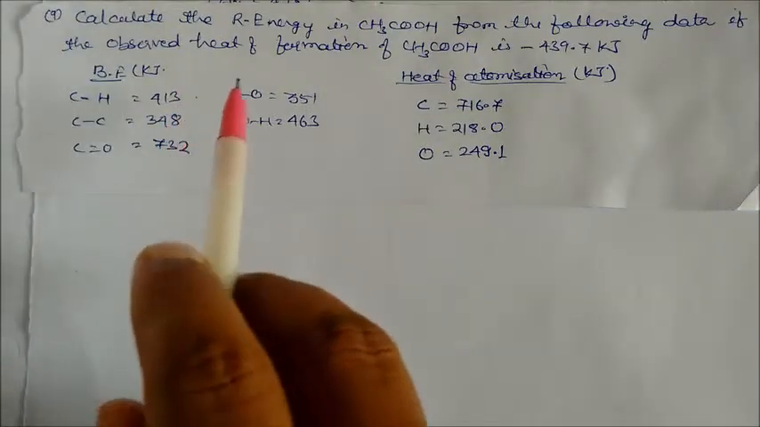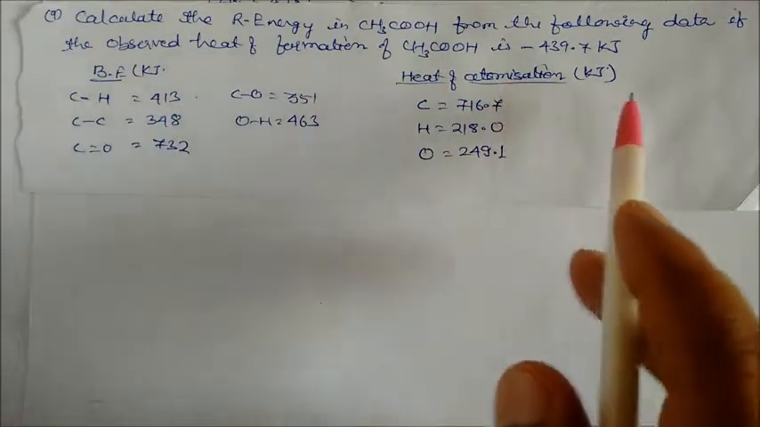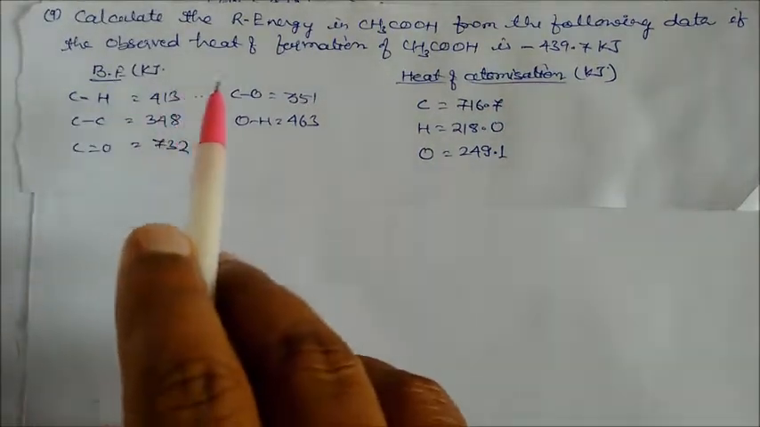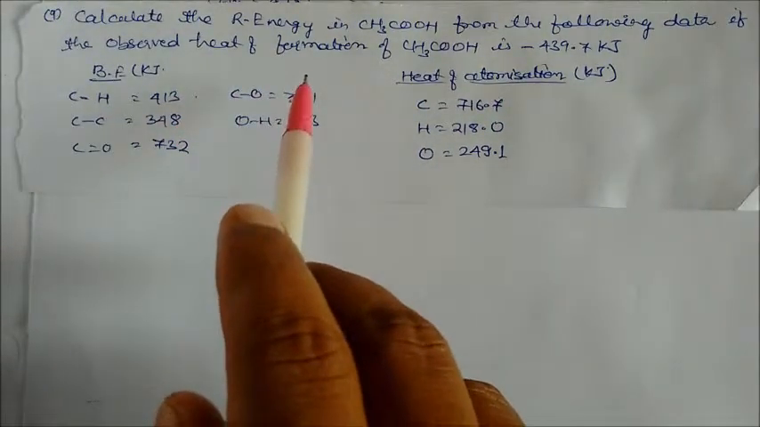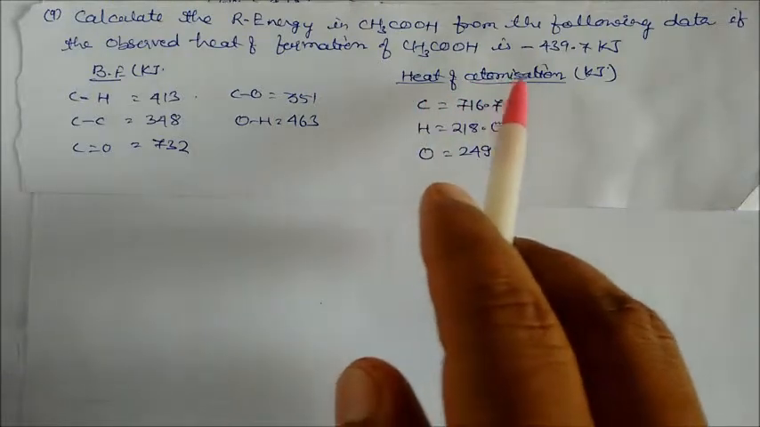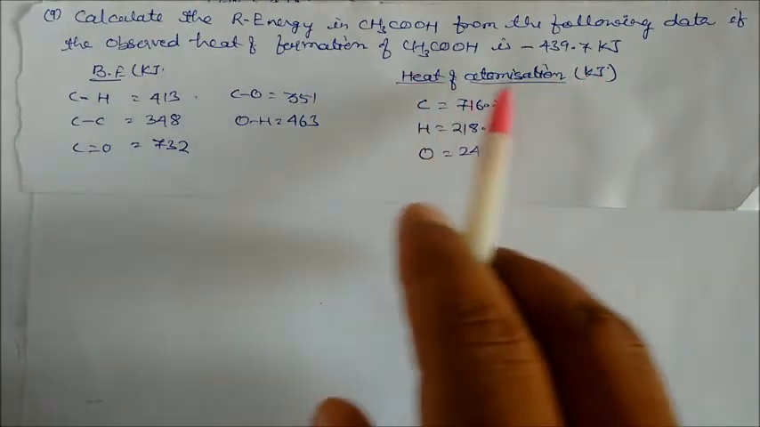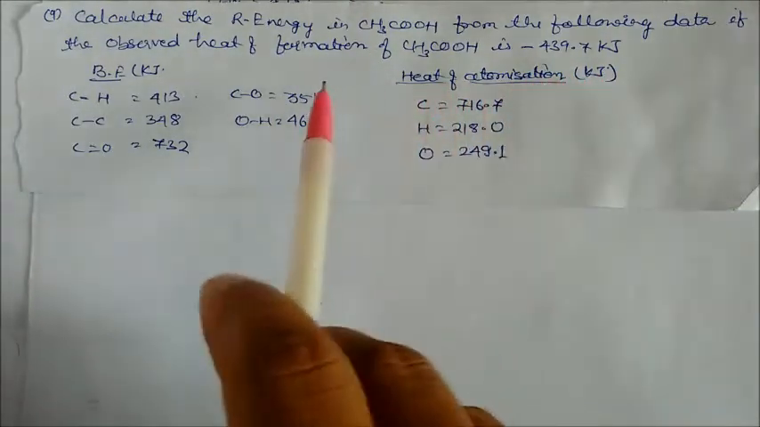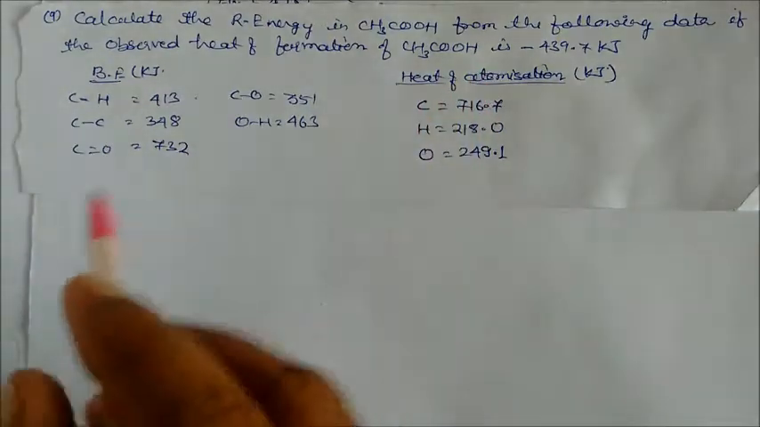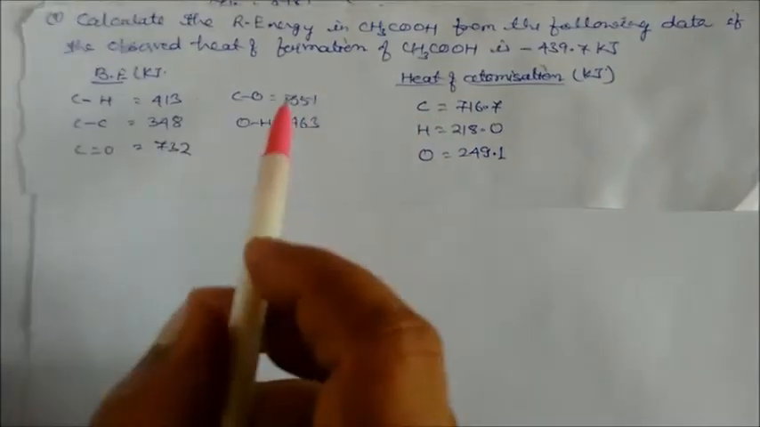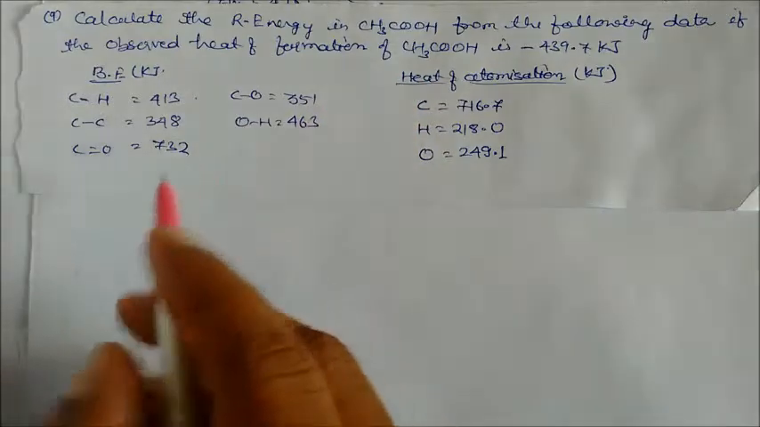Calculate the resonance energy in acetic acid from the following data. If the observed heat of formation, so here we have given heat of formation of acetic acid is 439.7. So already we have given the experimental data, we have to find the calculated data. So first we have to find the bond energy of the acetic acid in calculated form.